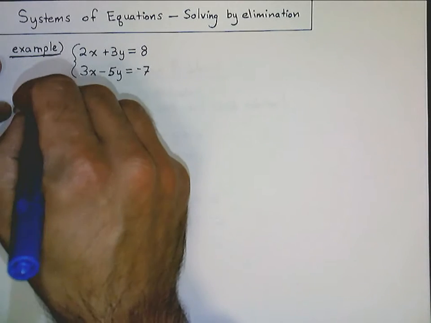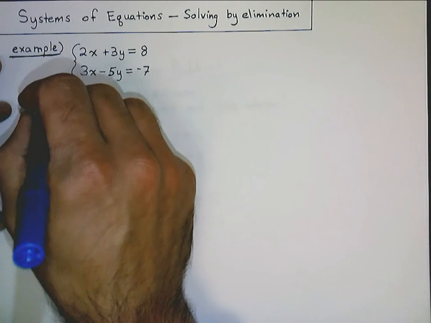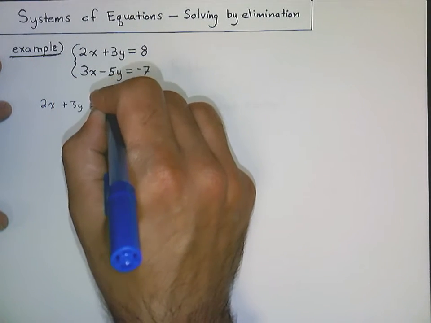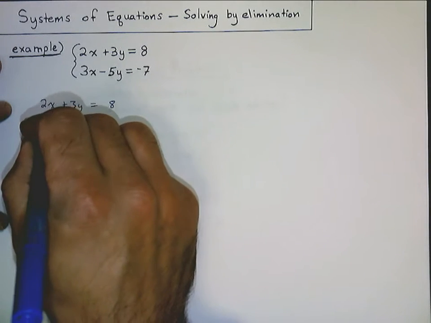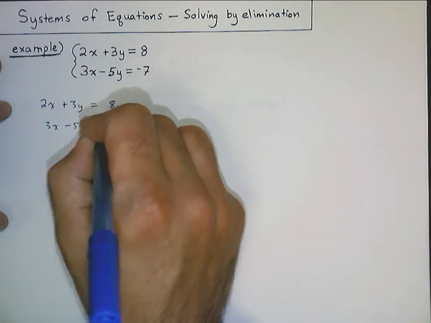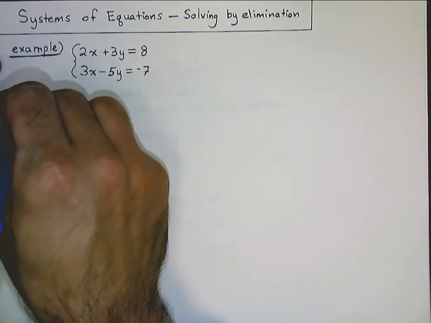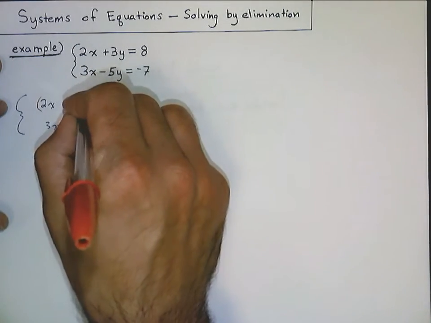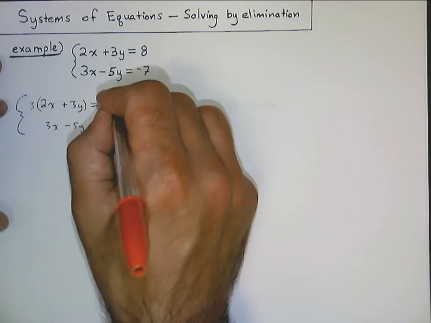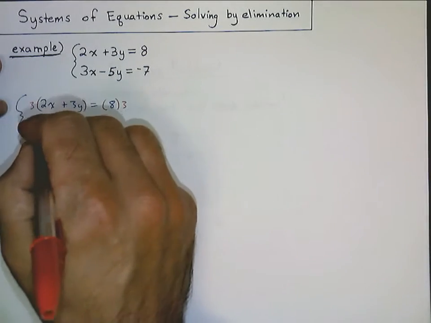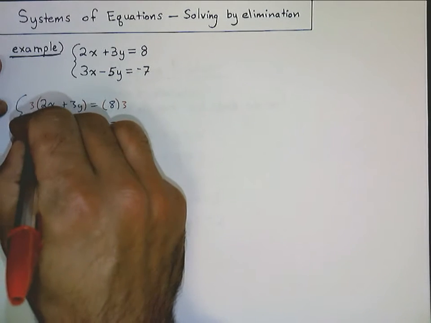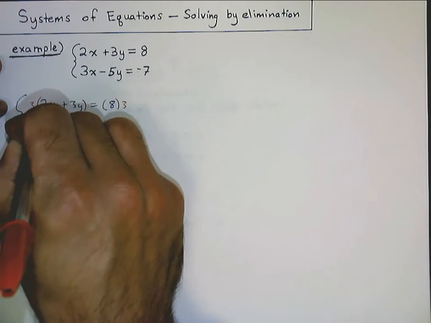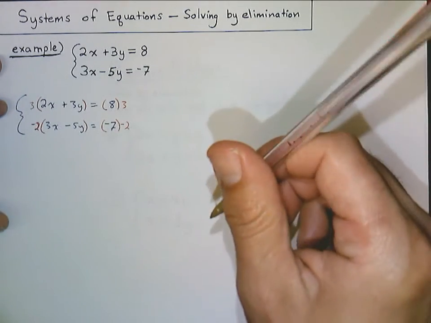So I'm going to rewrite my system down here just so I can show you the whole spiel. 2x plus 3y is equal to 8, and 3x minus 5y is equal to negative 7. Here's our system. What I'm going to do is I'm going to multiply both sides of the first equation by 3. And I'm going to multiply both sides of the second equation by negative 2. And you're going to see what's going to happen here.